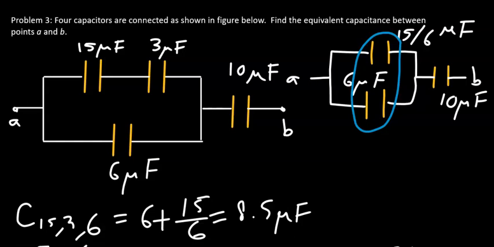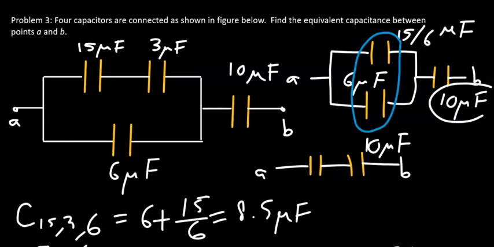Basically what we have done, we have reduced further the above circuit to a much simpler circuit involving just two capacitors. Like that. This is point A and this is point B. The right capacitor is the 10 microfarad capacitor, so that is that one. And this capacitor is the capacitor that results by combining the first three capacitors. That is this, this, and that.